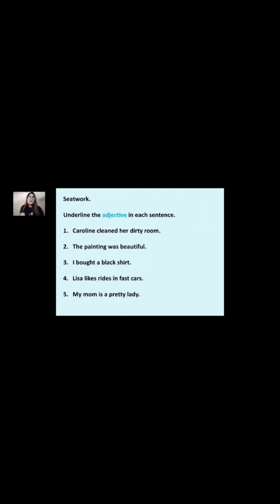Number 3, I bought a black shirt. What is the adjective? The adjective is black. Black describes the noun shirt. 4, Lisa likes rides in fast cars. What is the adjective? The adjective is fast. Fast describes the noun cars. And number 5, my mom is a pretty lady. What is the adjective? The adjective is pretty. Pretty describes the noun lady.